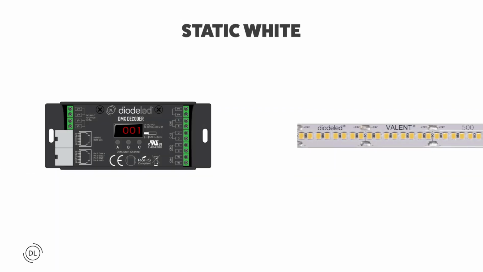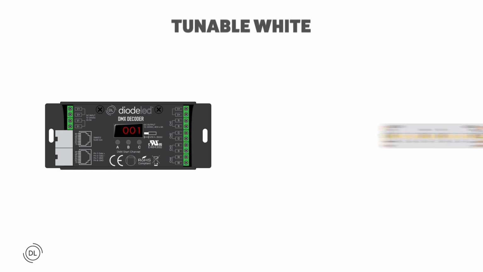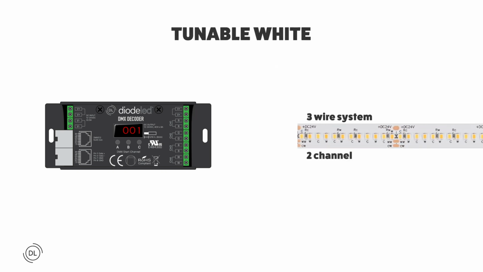A static white LED tape light is a two-wire system with the black wire occupying channel 1. A tunable white LED tape light is usually a three-wire system with the warm white wire occupying channel 1 and the cool white wire occupying channel 2.